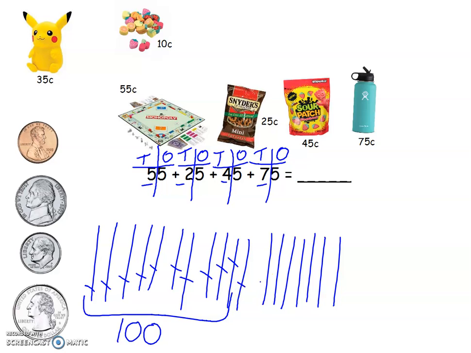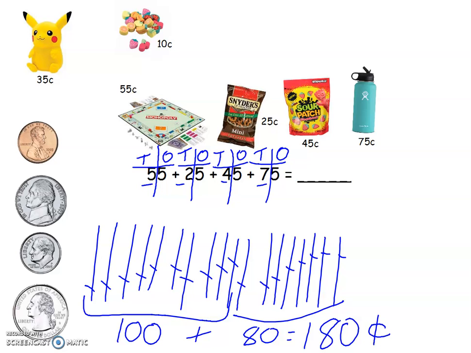And then I have another 10, 20, 30, 40, 50, 60, 70, 80. So this is my 80. So already I know that I have 180 cents or $1.80. Okay. So now I'm going to need to come over here and look at my ones. And this is great because they're all by fives. 5, 10, 15, 20. Okay, I'll do that one more time to show you. 5, 10, 15, 20. So I still need to add 20 cents to this.